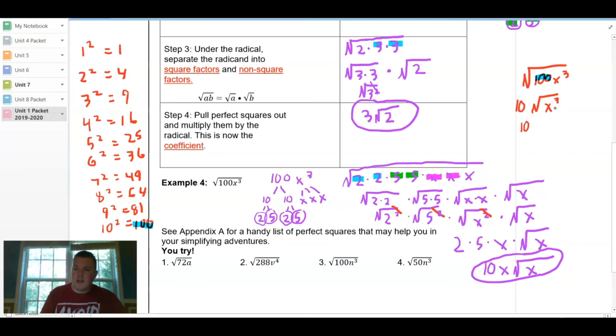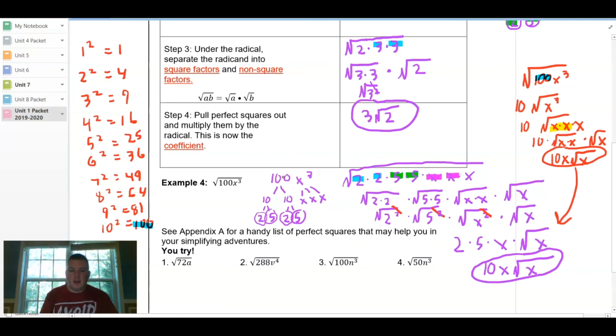So then I still follow the same process. X cubed is x times x times x. I still look for pairs, which I have a pair of x's. And then I have 10 times the square root of x times the square root of x. This is going to simplify to be just x, so I have 10x square root of x, which is the same answer I got below.